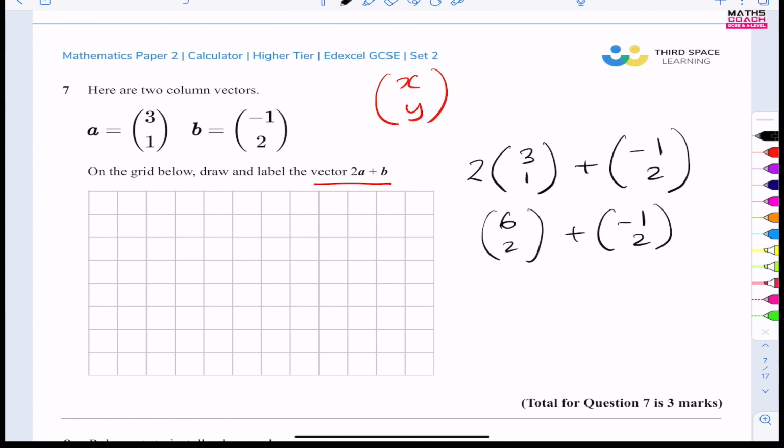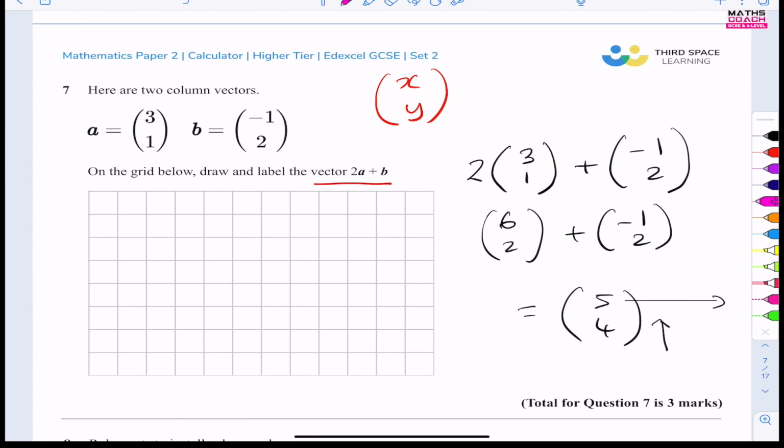Now we are going to add these. So 6 plus minus 1, that gives us 5. 2 plus 2, that gives us 4. So (5, 4) is our full and total answer for this. So we need to go 5 across and 4 up. Because the 5 is positive, I've gone to the right. If it was negative, I'd go the opposite way. Same with the 4. Because the 4 is positive, I've gone up. If it was negative, I'd go down.